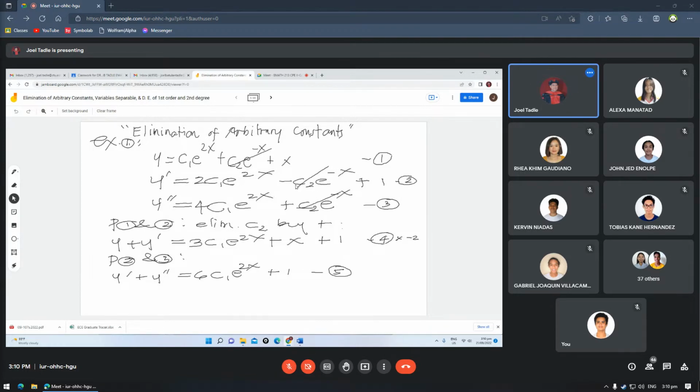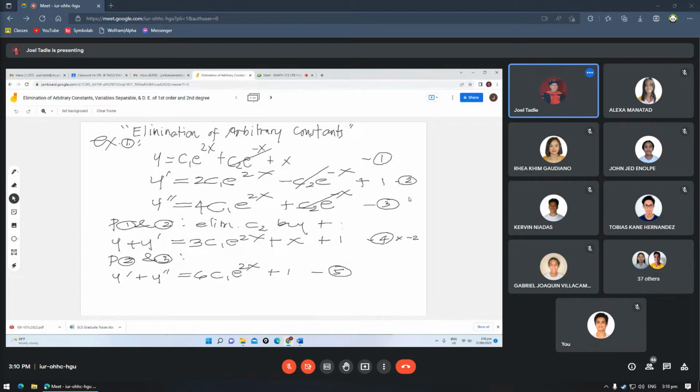Then the derivative of negative c2 e to the power of negative x is positive c2 e to the power of negative x. Then the derivative of 1 is 0. So we call it equation number 3.